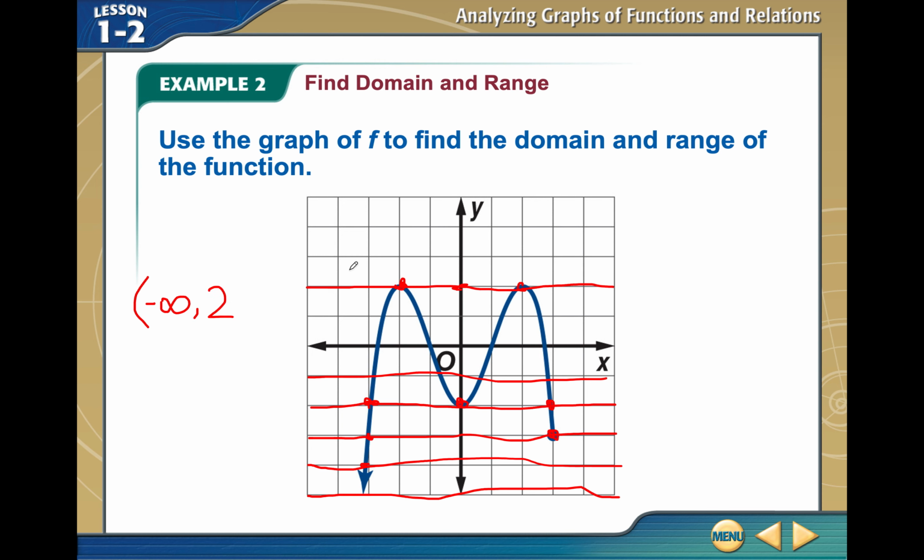And we know that 2 is included because here it is closed. It's not an open circle, or this one, not an open circle. So we use a square bracket. So we know that this is the range.